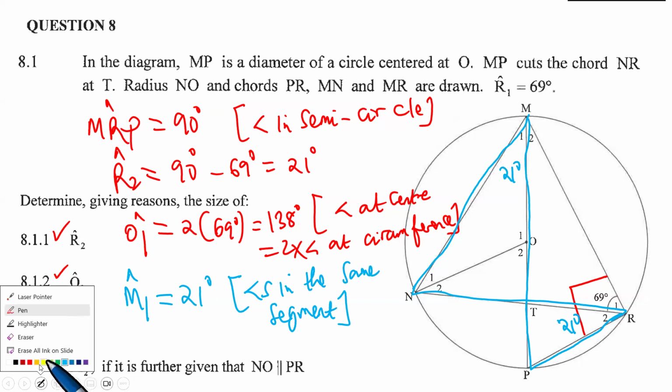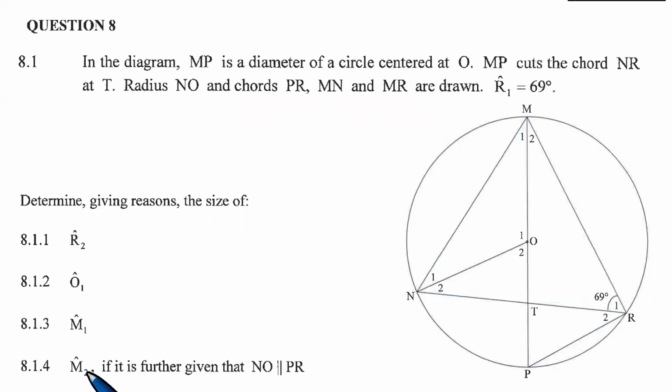Right, but now we have one more question to answer. And it is 8.1.4. The angle M2 is now the question. What is the size of the angle M2, if it is further given that NO is parallel to PR? Right, M2, if it is given that NO is parallel to PR.